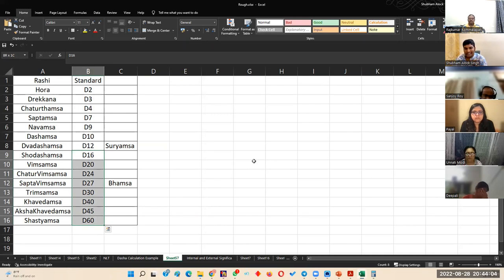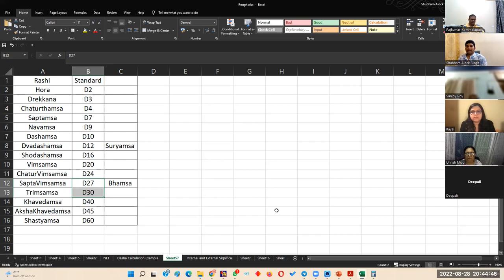Four Rashis will come twice. When you divide Aries into 16 parts, 0 to 12 is every Rashi coming again, but 13, 14, 15, 16, four Rashis will repeat twice. This remains okay up to D24. From D27 onwards, Rashis repeat three times. From D30 onwards, D40, D45, Rashis repeat four times. And in D60, one Rashi repeats five times.